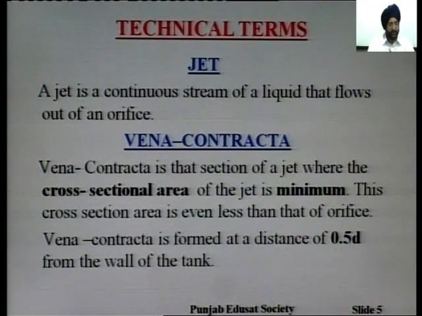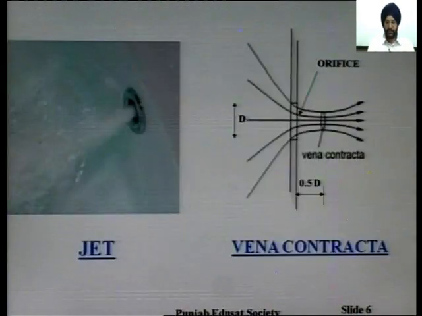It will be clear from the coming diagram also. Repeating once again, the vena contracta is that section of a jet where the cross-sectional area of the jet is minimum. Now, this cross-sectional area is even less than that of the orifice. And the vena contracta is formed at a distance of 0.5 d from the wall of the tank. Now, what does it mean?